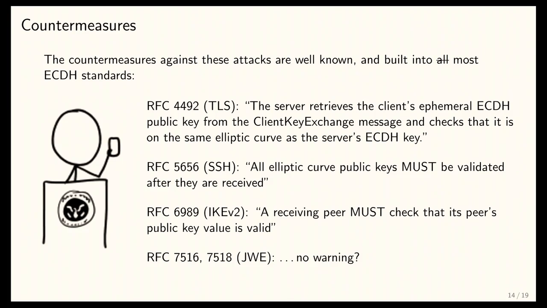So now you might ask, why would implementations ever be curve blind? Well, the countermeasures are actually built into almost all of the standards that describe elliptic curve usage. For TLS, it says that the server retrieves the client's ephemeral ECDH public key from the client key exchange message and checks that it's on the same elliptic curve as the server's ECDH key. There are similar warnings for SSH and IKEv2. We found that the JWE, the JSON Web Encryption standard, just didn't have this warning anywhere. So we'll see what the impact of this is on the next slide.